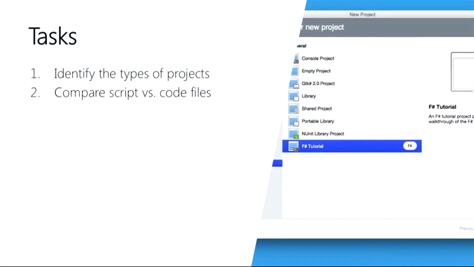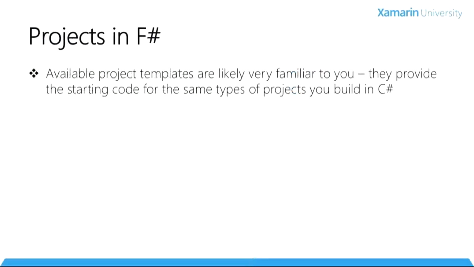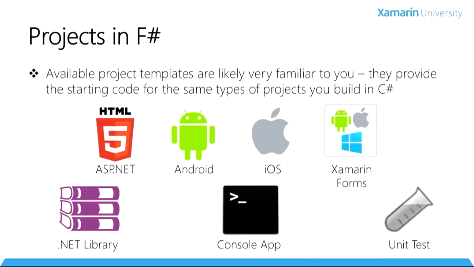First we'll examine the included project templates for F#, and then we'll talk about two different types of files you can include in projects. Just like C#, your IDE, whether it's Xamarin Studio or Visual Studio, includes a set of templates, and you'll use those templates to generate your initial project structure, and you'll select a project type based on what you want to create. And all of these projects are similar to the C# projects that you use today.